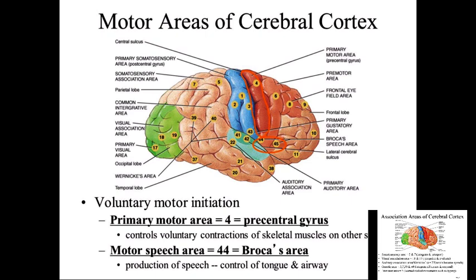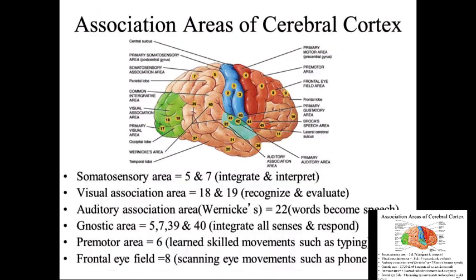Now we have these association areas. These are not the primary areas, but after the primary areas receive their information, so after number 1, 2, and 3 receive the sensory, it's going to relay it to number 5 and 7 back here. So you can integrate that information, interpret and understand exactly what it is you just experienced. After number 17 sees the object, 18 and 19 allow you to recognize it and evaluate it. That's here. You understand how it works?